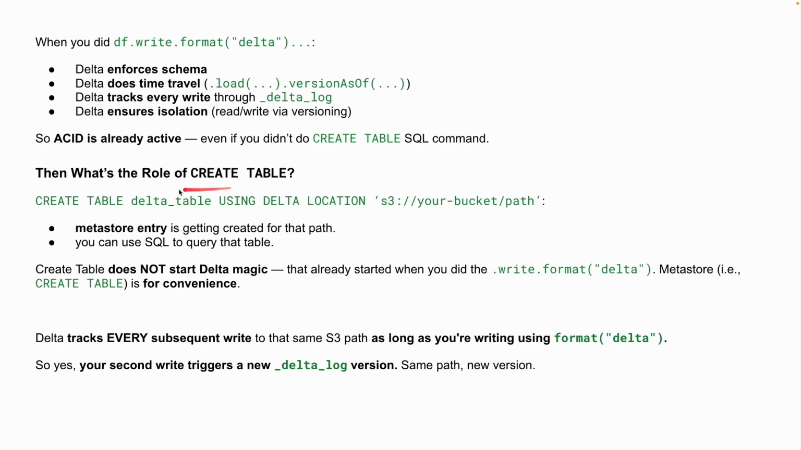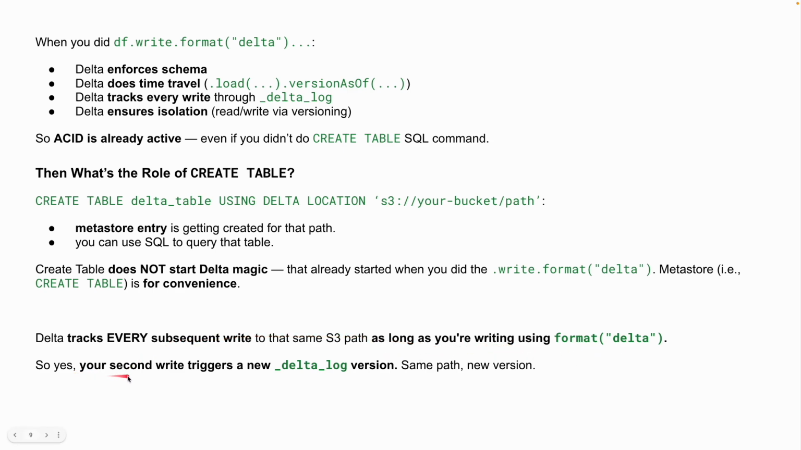And what's the role of create table? A metastore entry is getting created for that path, so that you can now use SQL to query that table, right? So now these lines should be clear. Create table doesn't start the delta magic, but it already started when you did your write format delta. And Delta tracks every subsequent write to the same S3 path as long as you are writing using format delta.